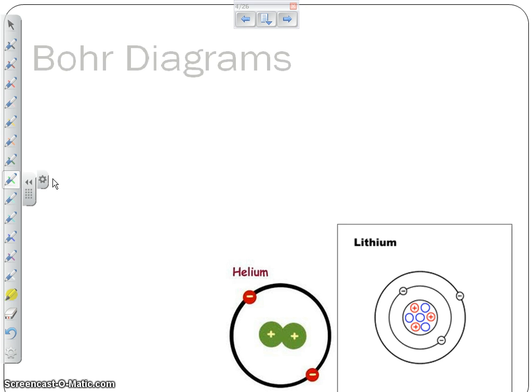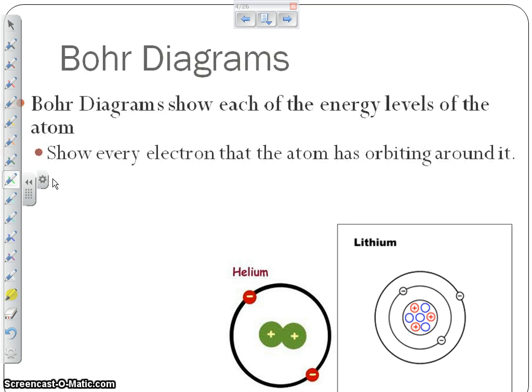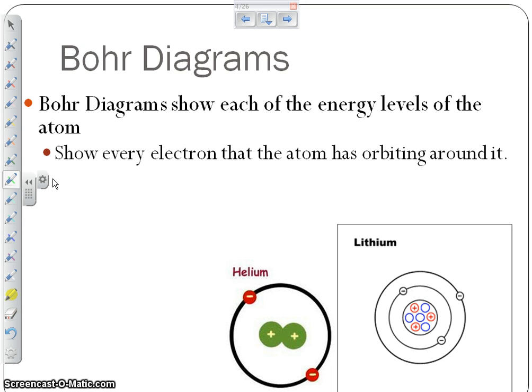In terms of kind of trying to help you visualize this stuff, we're going to look at the idea of Bohr diagrams. And Bohr diagrams basically just show the different energy levels of the atom. So they are going to show every single electron that happens to be around an atom. So helium, knowing that we've got an atomic number of 2, should have 2 electrons. And those 2 electrons are found in one single level. Lithium, however, having 3 electrons, happens to have 2 on the first energy level, and it will have its third bumped out to the second energy level. So it'll have 2 on the inner level and 1 on the outer, giving it 3 total.